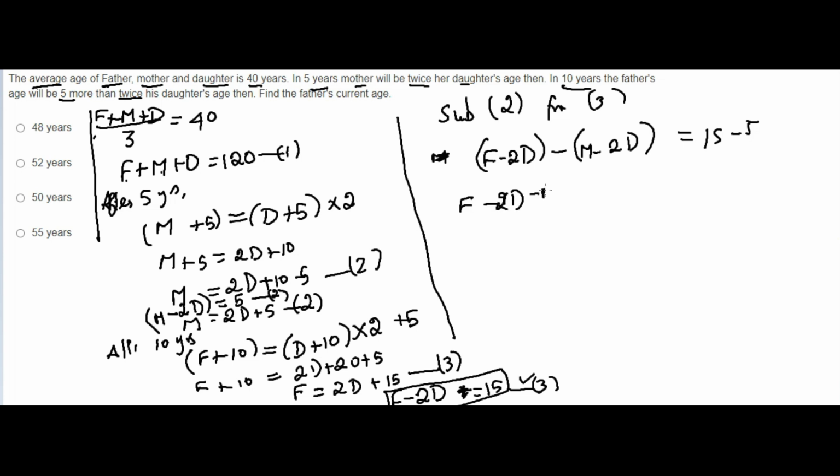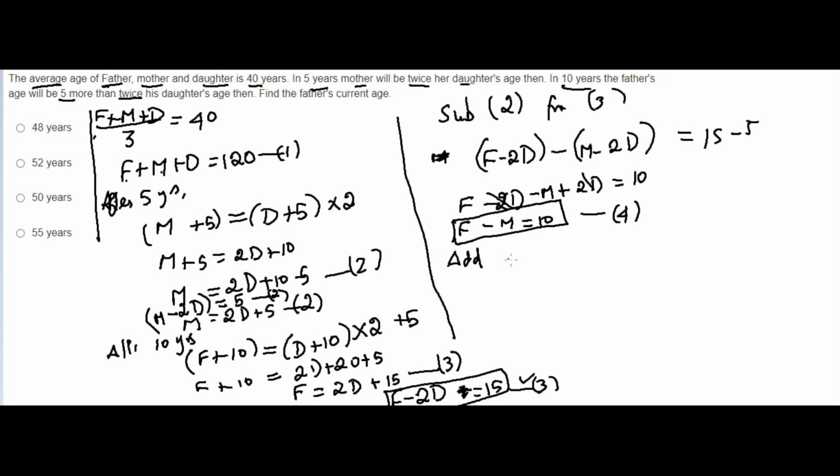So I just consider minus M, and afterwards plus 2D, is equal to 10. And then the 2D gets cancelled, so F minus M is equal to 10. The difference between father and mother's age is 10. Do you understand from here? So the difference between husband and wife is 10. Take this as question number 4. Now what do you do?